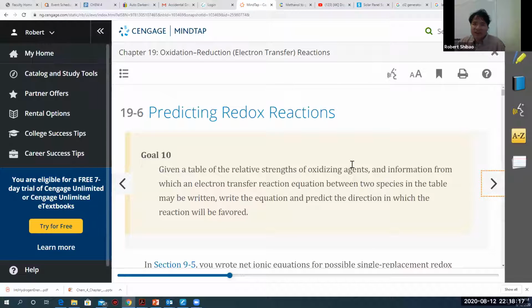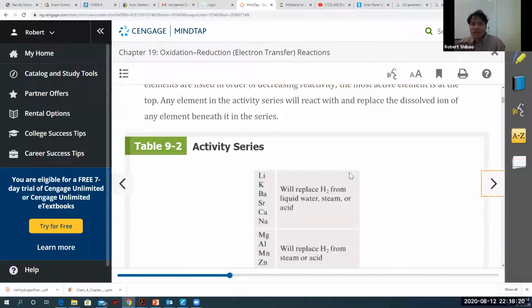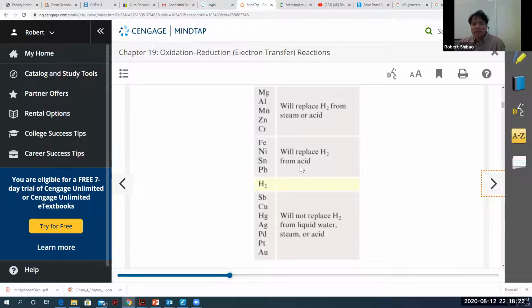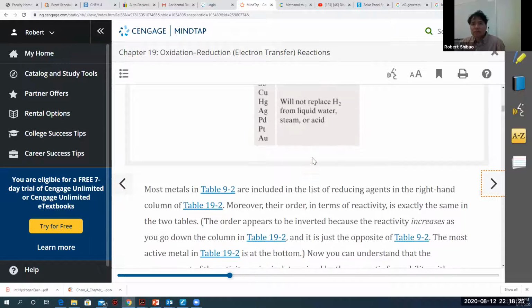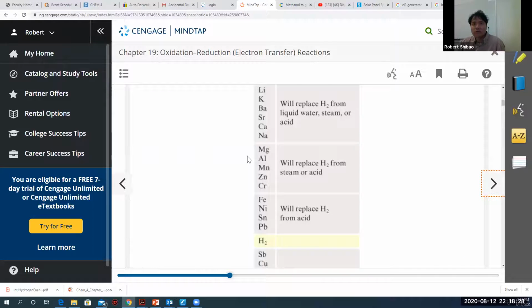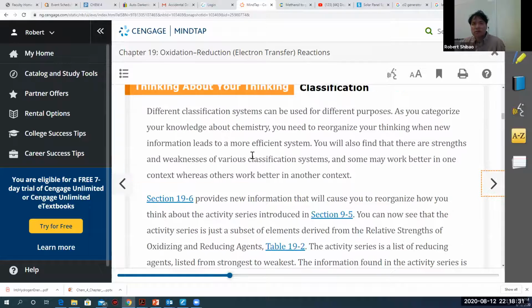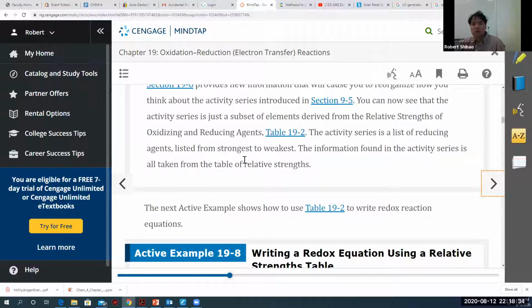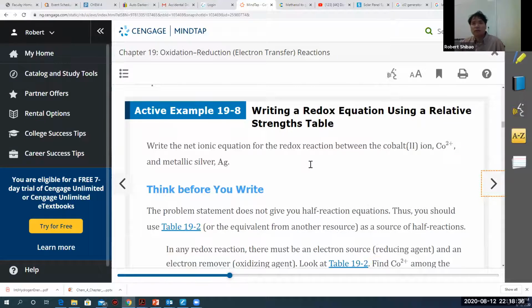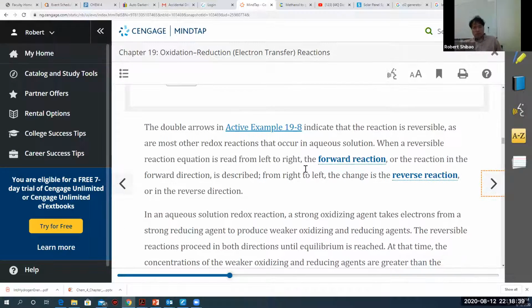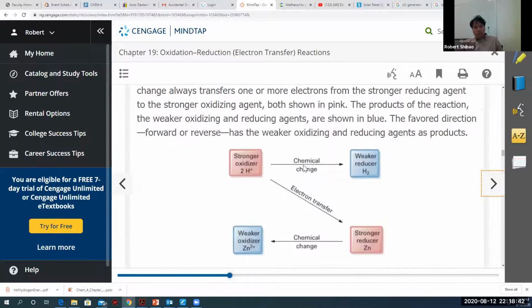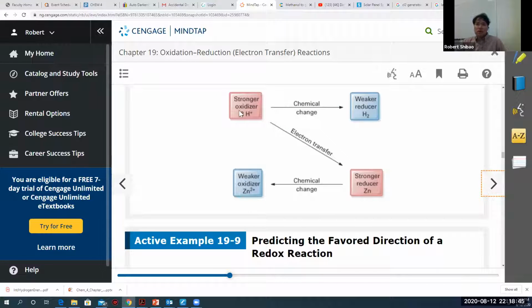When we predict redox reactions, we look for a driving force. We could use the activity series if it's single replacement, or we could use the chart that was shown earlier for more complex reactions. Same kind of thing. We want to go from stronger oxidizer to weaker oxidizer. So we want to go downhill, basically. Downhill on the oxidizer end, and then that would be equivalent to going uphill on the reducer, because the reducer end's inverted.